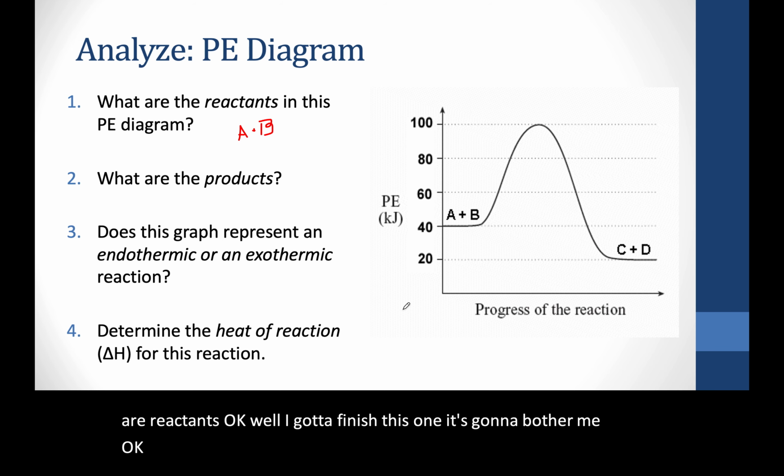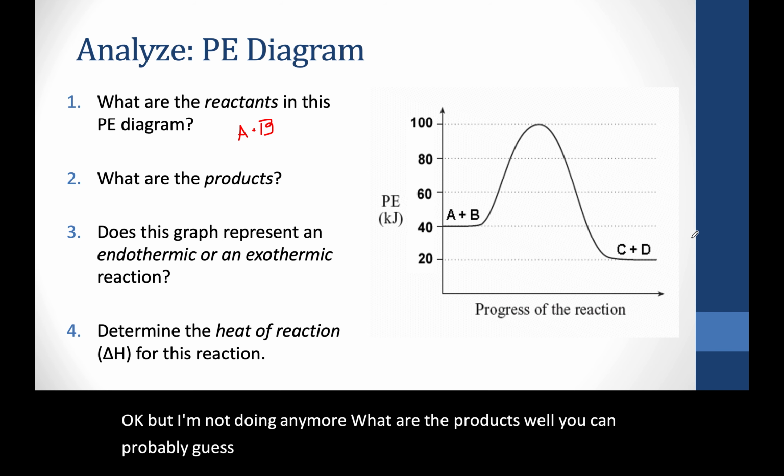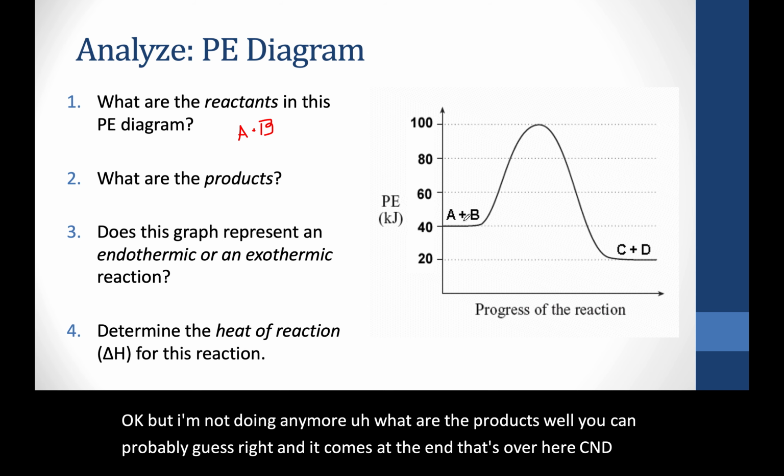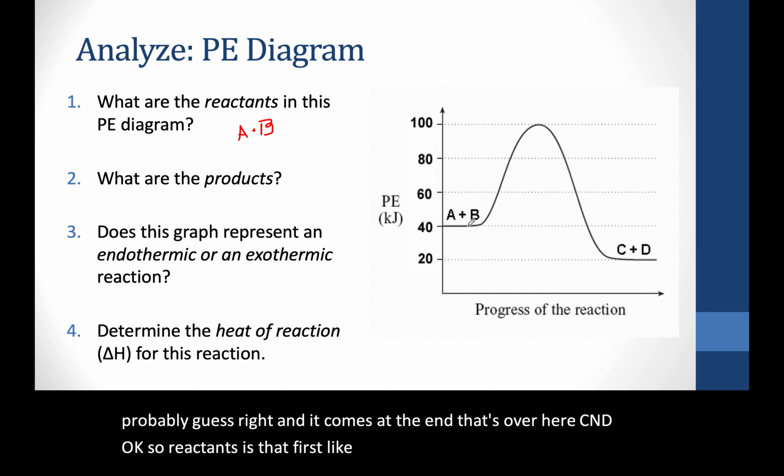What are the products? Well, you can probably guess, right? That comes at the end. That's over here, C and D. Okay, so reactants is that first little plateau part, and then products are always the end.